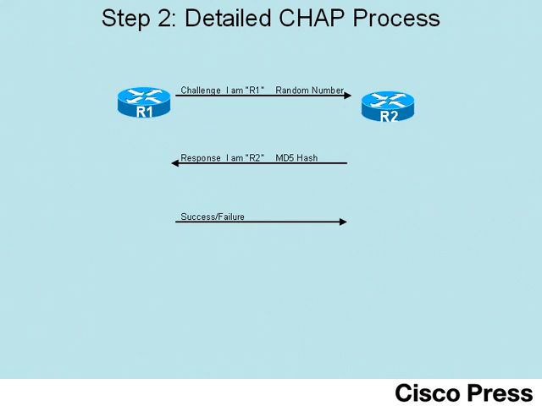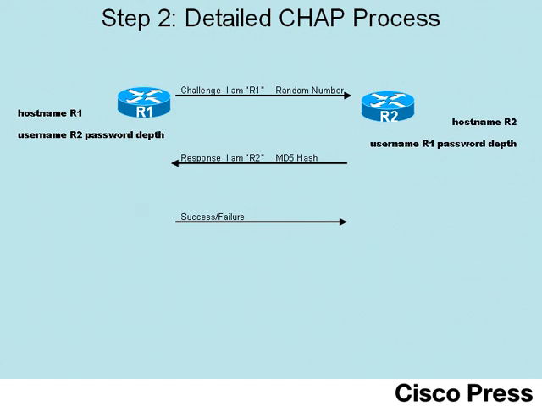First of all, in R1 we'll have configuration that lists R1's host name of R1 as well as a username command that refers to R2. Notice it says username R2 password depth. That will be the password used for this authentication process. R2 has very similar config with R2's own hostname configured and a username command referencing over to router R1 with the same password. If the passwords aren't the same, then the authentication will fail.